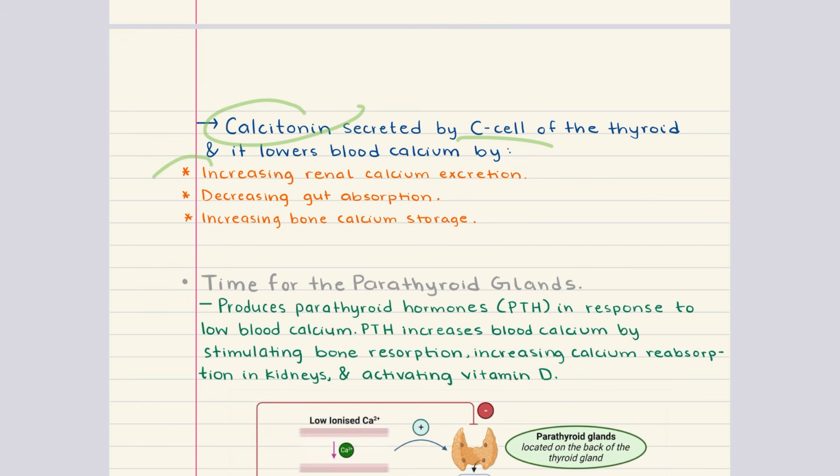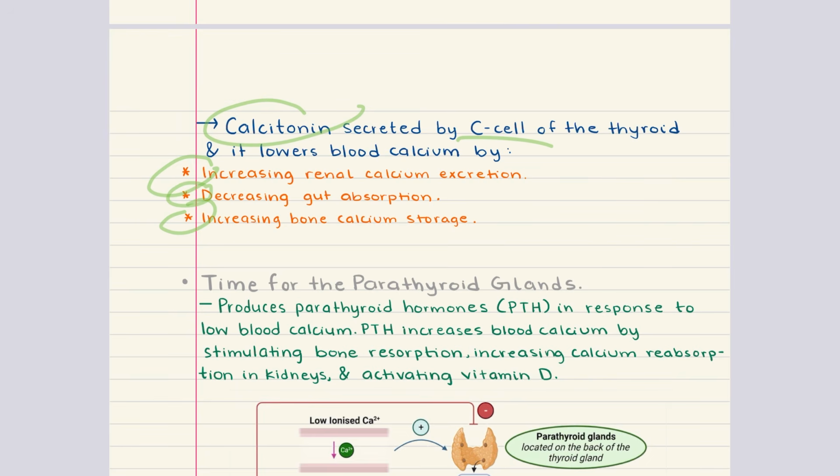First, it is going to increase calcium excretion by the kidneys, so more calcium is lost in your urine. Second, it's going to decrease calcium absorption in the gut. That's going to reduce the amount that enters the bloodstream from your food. And third, it increases calcium storage in bone. That's going to help move excess calcium out of the blood and into the skeletal system.